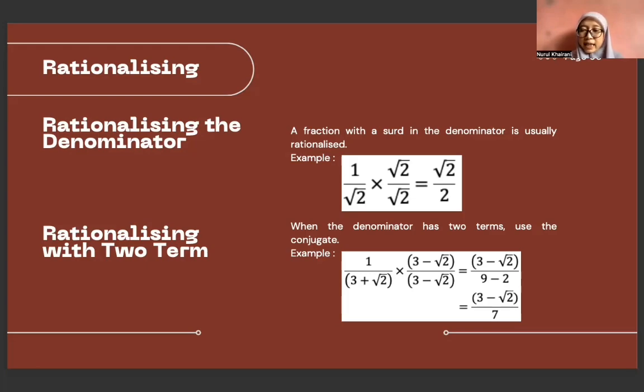Rationalizing makes the expression easier to work with and more standard in mathematics. When the denominator has two terms, we use something called the conjugate. The conjugate is formed by changing the sign between the two terms. For example, the conjugate of a plus square root of b is a minus square root of b. We multiply both the numerator and denominator by the conjugate. This removes the surd from the denominator and gives a rational denominator.